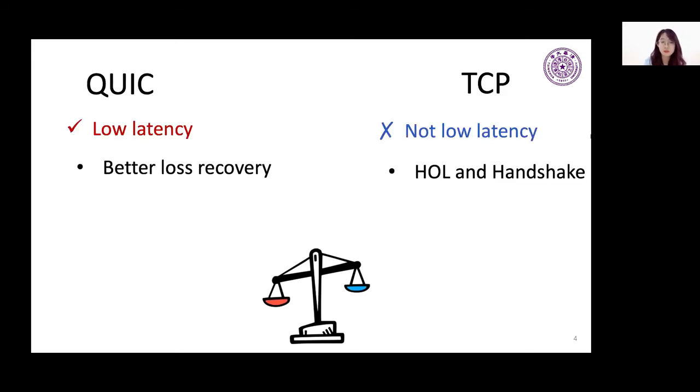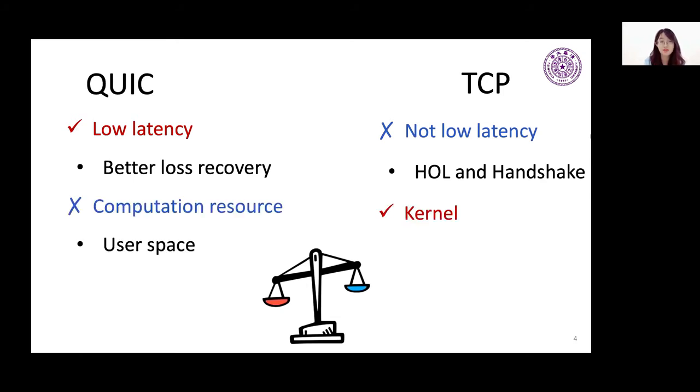QUIC is proposed for low latency and to solve the TCP problems. Also, with proper designs on the handling of packet retransmissions, QUIC achieves better performance than TCP in the scenario with high loss rate. However, QUIC works in the user space, which brings higher CPU overhead. The mobile devices with limited computation resources might experience performance degradation.